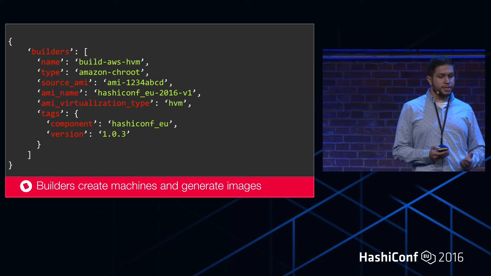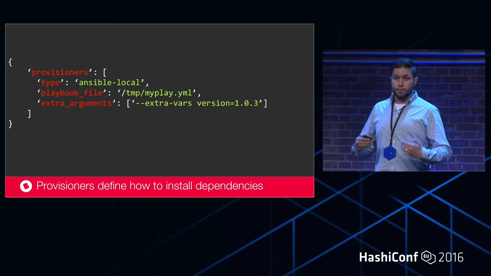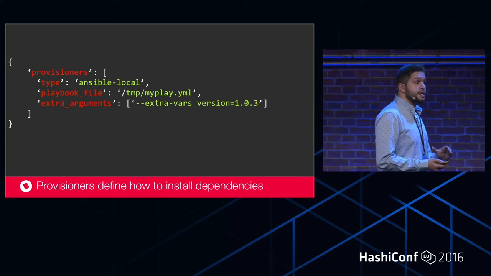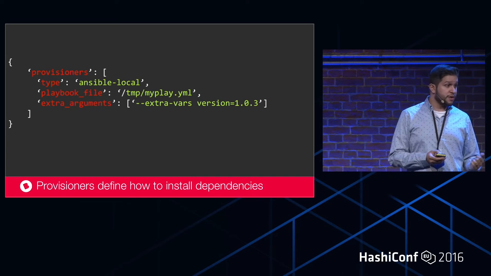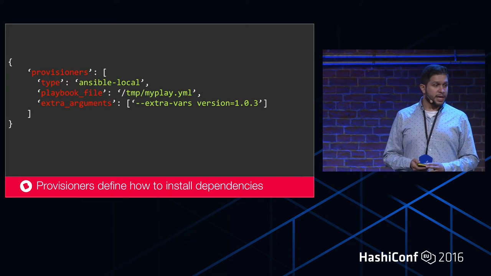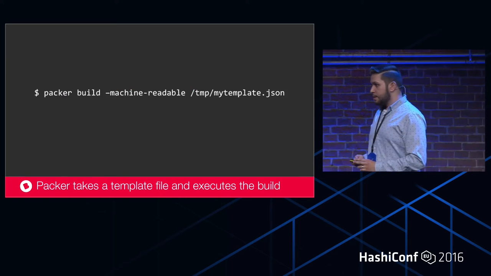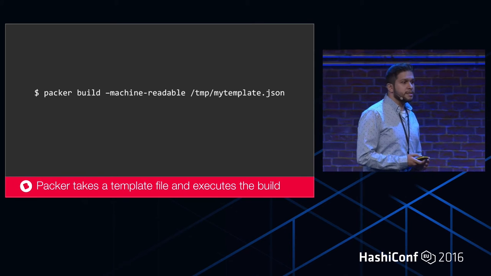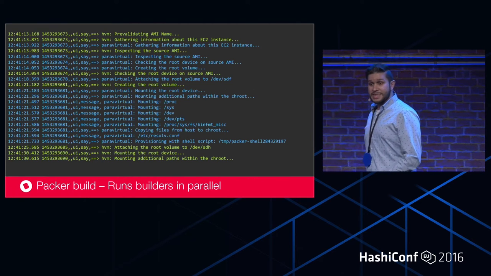And the template can also contain one or more provisioners. And the provisioners are what are responsible for actually bundling all of the dependencies onto the image. So it could be something simple from running a bash script or even just copying files. In this case, we're using the Ansible local provisioner to run a playbook before we bundle the image. So you take that big bunch of JSON, you pass it to the Packer build command, and it goes off and does its merry thing, the output of which looks something like this.